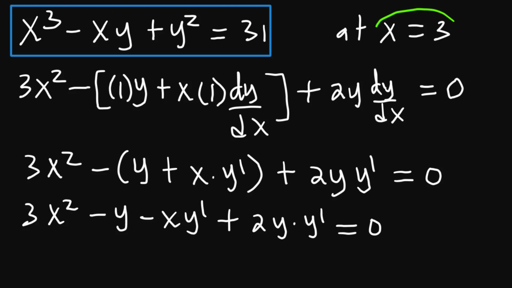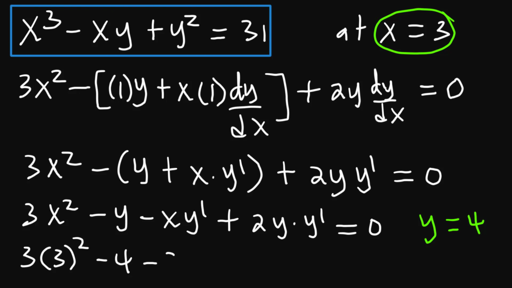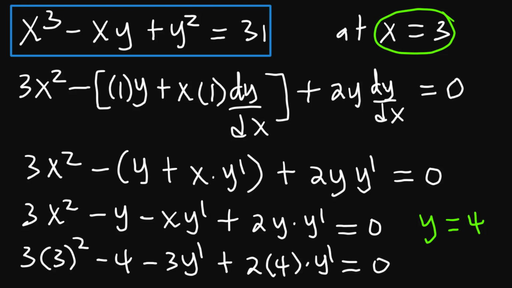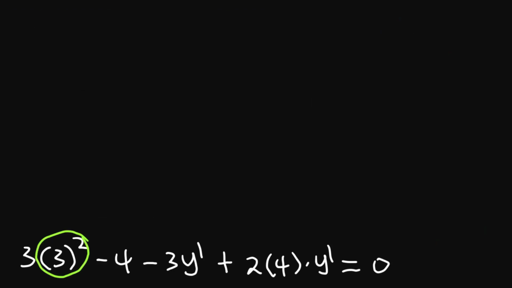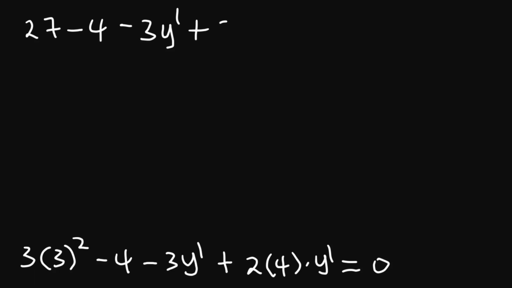They gave us x to be equal to 3, and we chose y to be equal to 4. So we shall have 3 times 3 raised to the power of 2 minus 4, and then minus 3 times y prime plus 2 times 4, and then times y prime, equaling to 0. Now 3 to the power of 2 will give us 9 times 3, which will give us 27. So this will be 27 minus 4, and then minus 3 y prime, and then plus 2 times 4, which is 8, times y prime, equaling to 0.